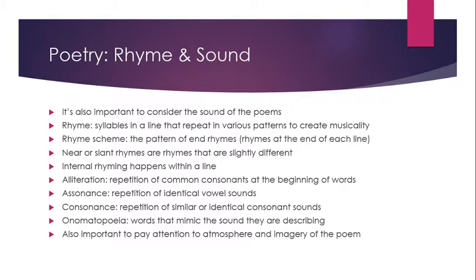In terms of other words that we use to identify sound, alliteration is repetition of common consonants at the beginning of words, like giggling gophers. Assonance is the repetition of identical vowel sounds, and consonance is a sort of opposite: repetition of similar or identical consonant sounds. Then we also have onomatopoeia, words that mimic the sound they're describing. So buzz is a good example. The way that the zzz of buzz conveys the actual buzzing idea is onomatopoeia.